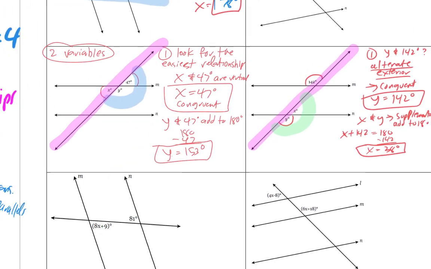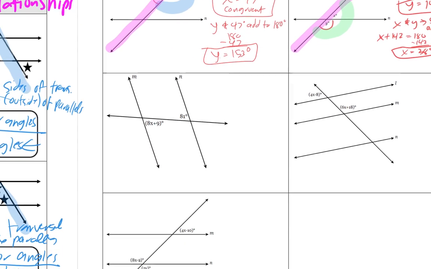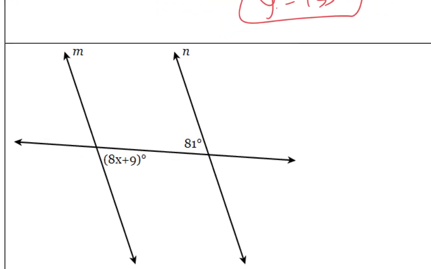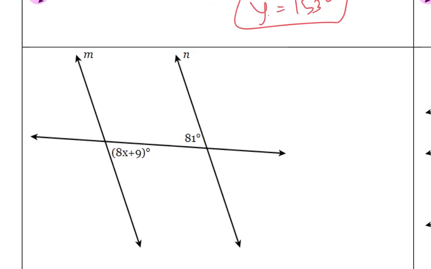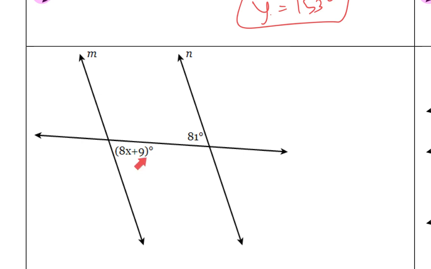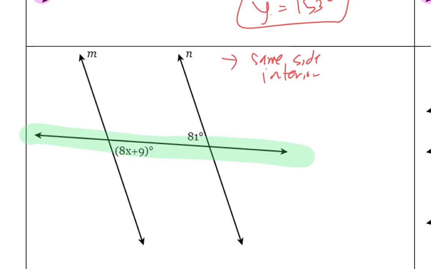And let's just take a look at these last two. Let's step it up. Now we're going to go into some algebra ones. On these two, what do we notice? They are on the same side and interior, right? Same side interior. If this is our transversal, same side interior angles are congruent. If they're congruent, that means they're equal to each other.